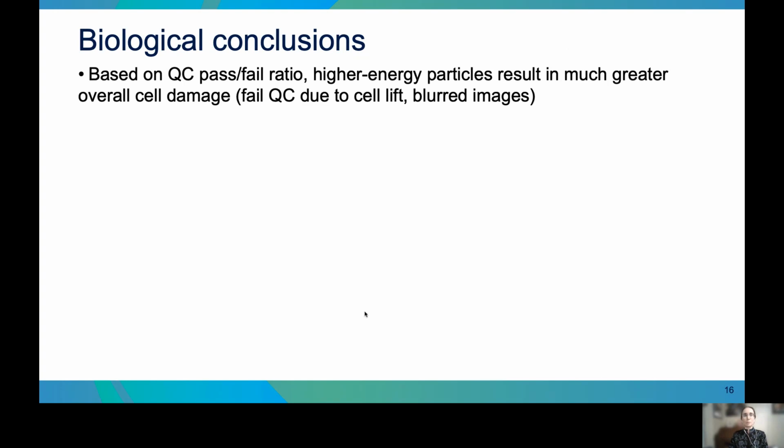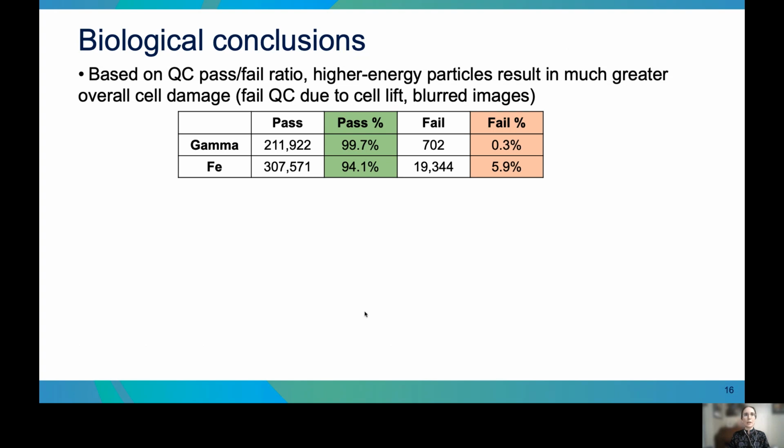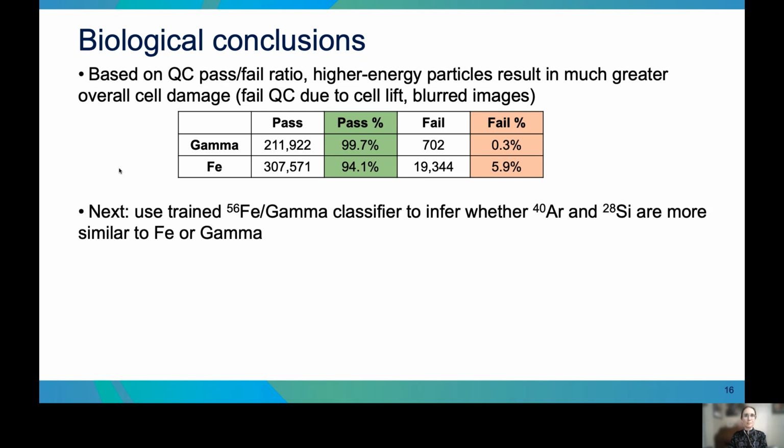So the biological conclusions from the study so far: when we took a look at the number of QC pass and QC fail images from gamma and iron, what we noticed was there was a much higher percentage of fail images for the iron data set. So what this tells us is that these higher energy particles result in much greater overall cell damage, because when you hit a cell with these higher energy particles, they tend to be so deformed that they actually lift up off the plate, which ends up with more blurred images. So we can already tell that the higher energy particles result in much greater DNA damage.